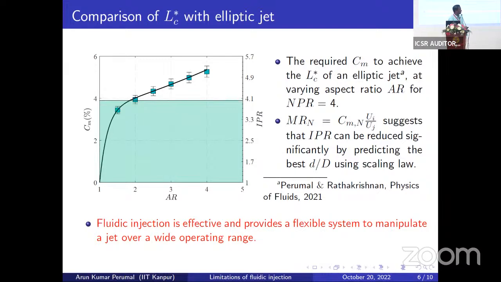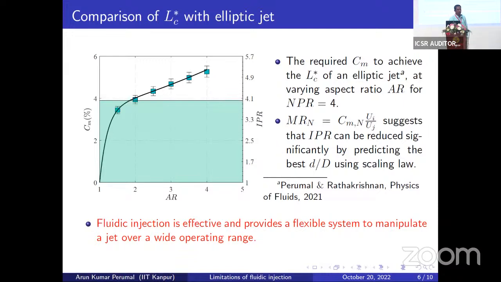And in fact, this was only for one particular configuration of NPR. But one of the interesting things we can see from here is that fluidic injections can actually replace the conventional elliptic jet if I want to mimic different aspect ratios. Just by changing the mass flow rate of the injectors, I can mimic different elliptic jets by simple means.